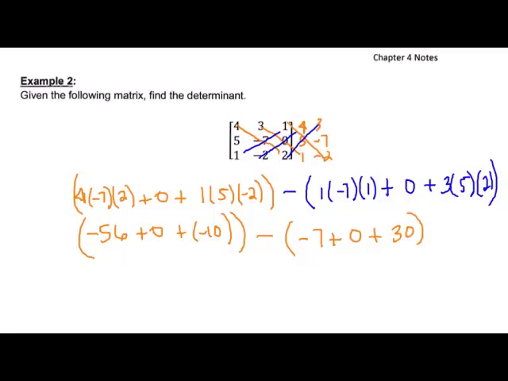In our first parentheses, negative 56 plus a negative 10 is a negative 66. And negative 7 plus 0 plus 30 is 23. So if we subtract these, we get negative 89. So again, whenever we are finding the determinant of a 3 by 3 matrix, we first want to write those first two columns again, and then we're going to multiply the diagonals and then subtract them.